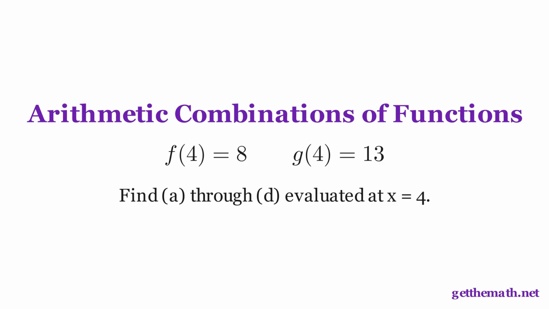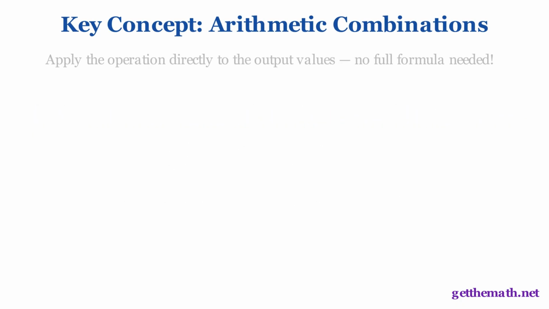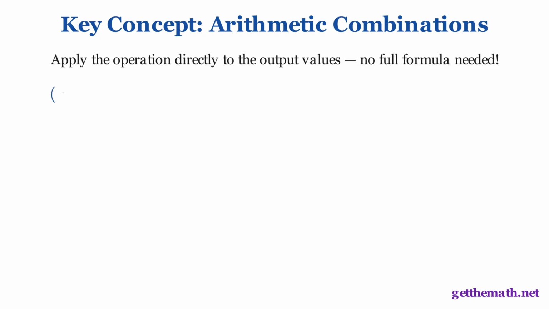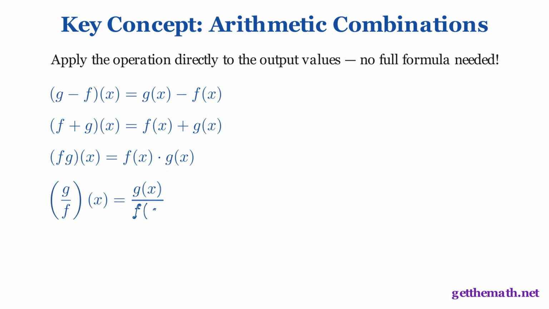Key concept: arithmetic combinations of functions. When we combine functions using addition, subtraction, multiplication, or division, we simply apply the operation to the output values. This means we do not need the full function formulas. We only need the values at the specific input, in this case, x equals 4.